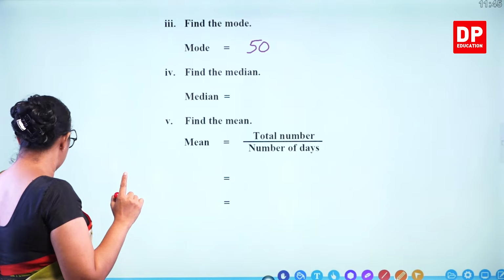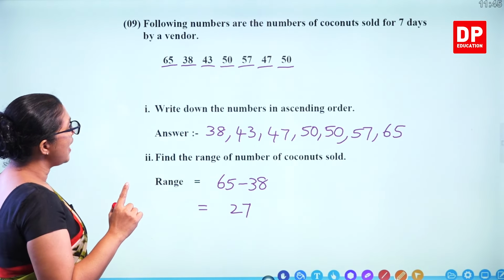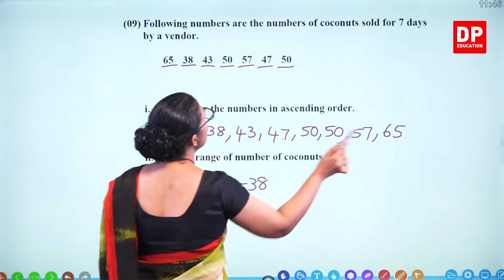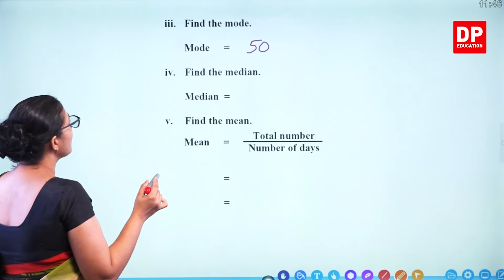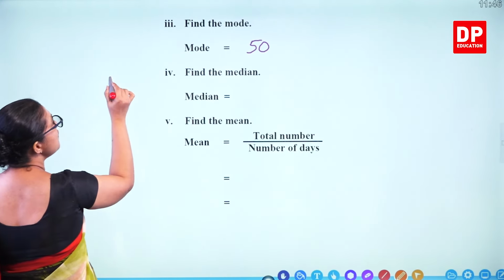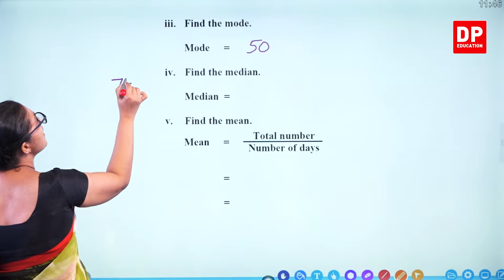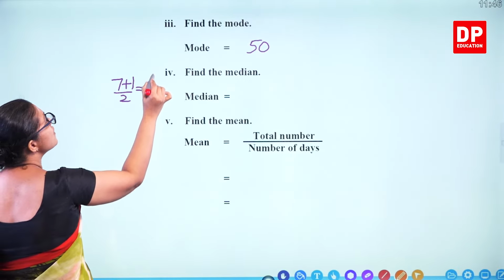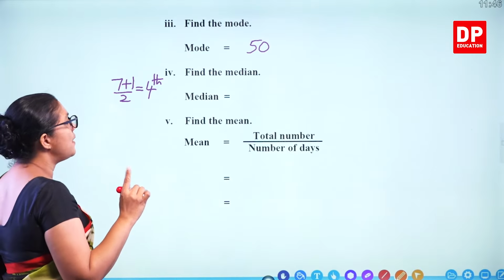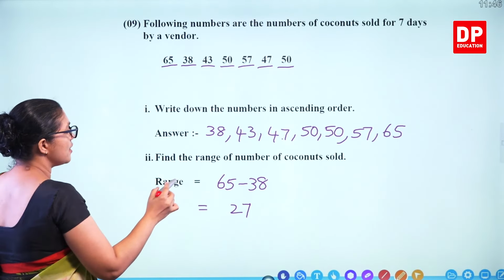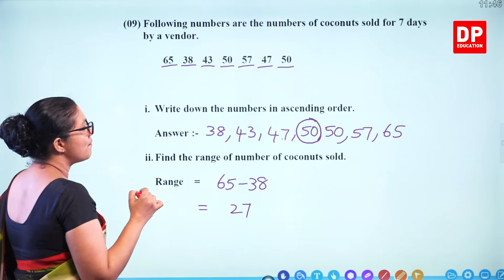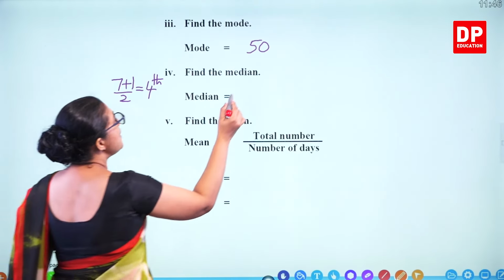Find the median. So you get how many numbers? 1, 2, 3, 4, 5, 6, 7. So to find out the median, we take 7 plus 1 divided by 2. 8 divided by 2, that's fourth number is the middle number. So fourth number, 1, 2, 3, 4. That's 50 is the median number.